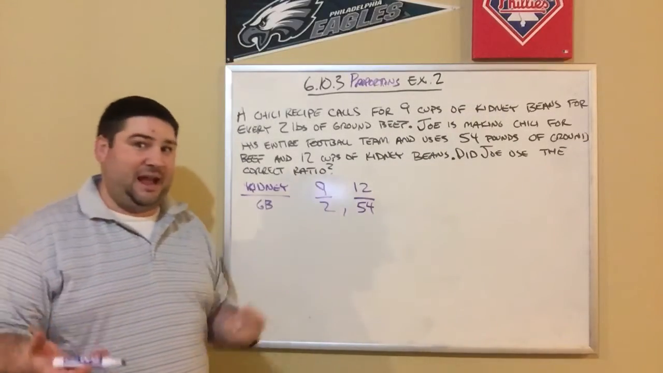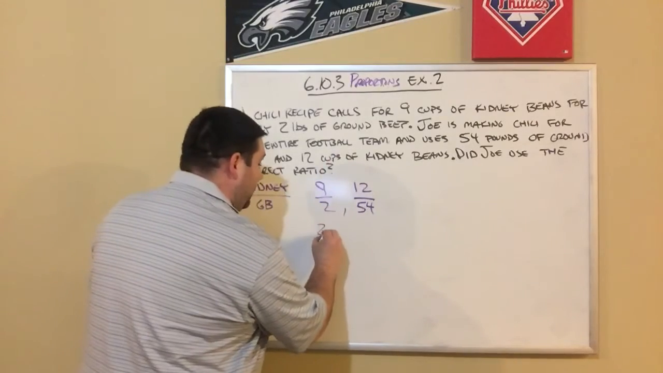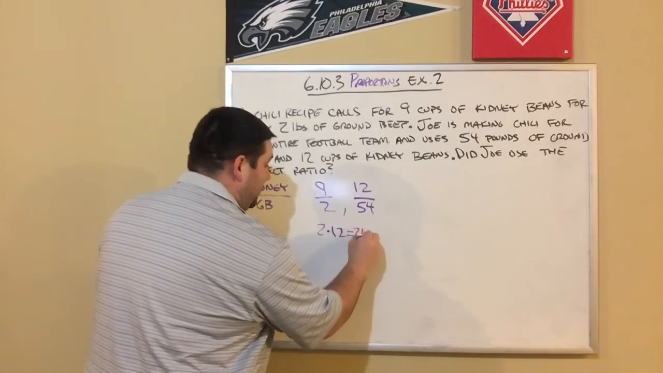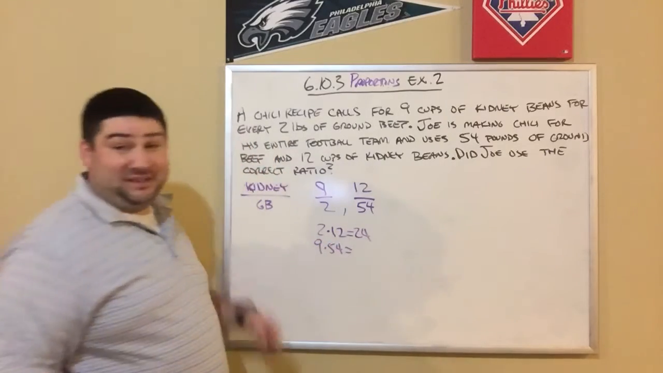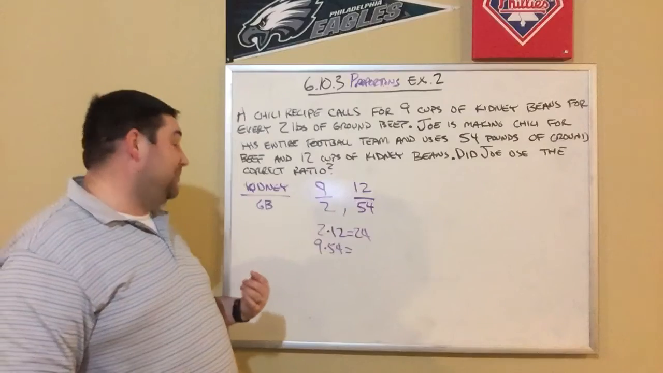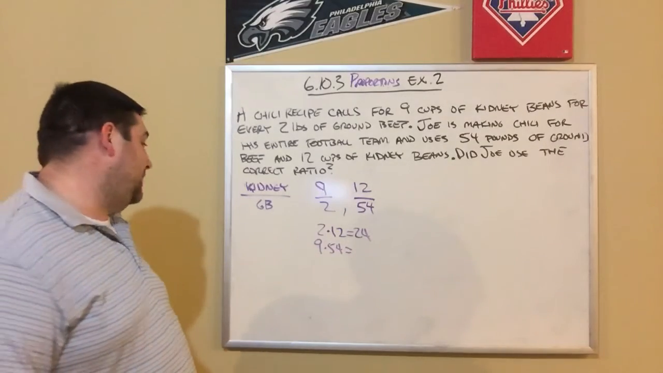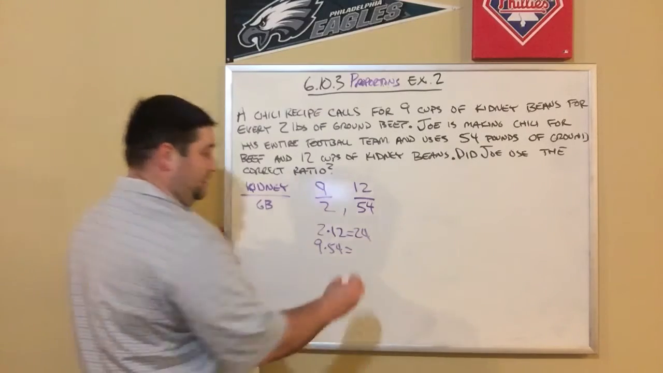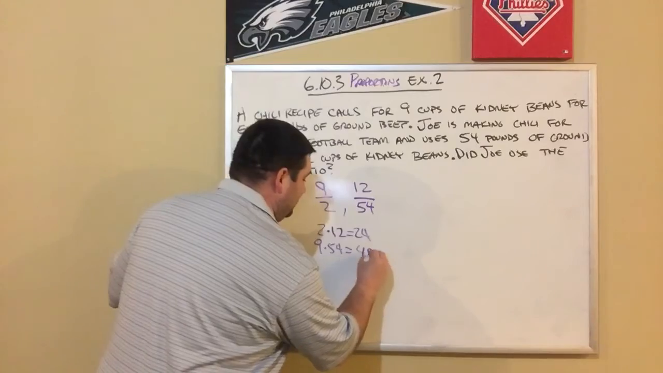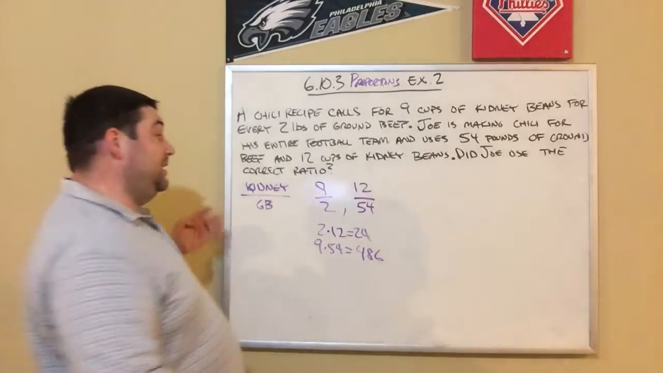A lot of you can probably look at it and tell. But if we did our cross products, 2 times 12 is easy enough. It's 24. 9 times 54, I can tell you what it's not. It's not 24. I'm trying to do it in my head here. 9 times 50 would be 450. 9 times 4 is 36. 450 plus 36 is 486. Obviously not 24. So the answer would be no.